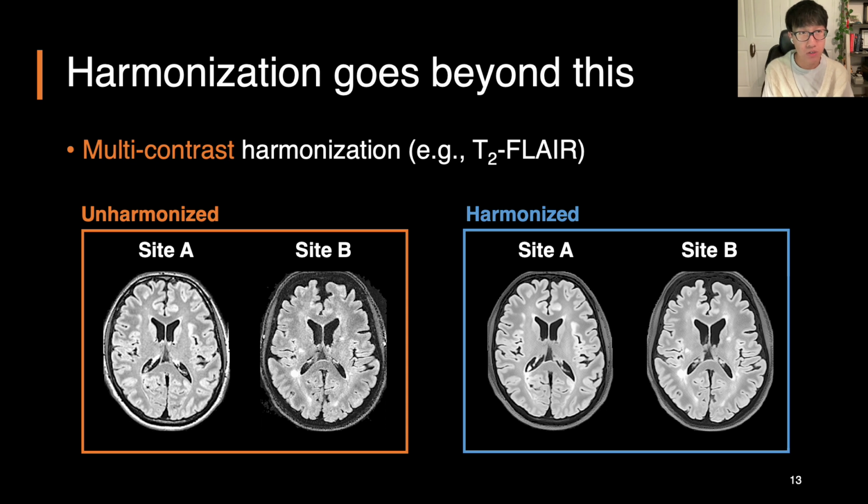On the left figure, we show unharmonized images from 2 sites. We see that they have different image contrast because of the difference in image acquisition. And we then run HACA3 to harmonize those data. And on the right, we see that these 2 harmonized images show much more similar image contrast, and also they preserve the anatomical structures of white matter lesions.